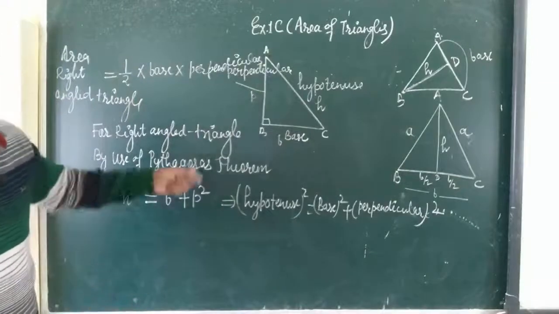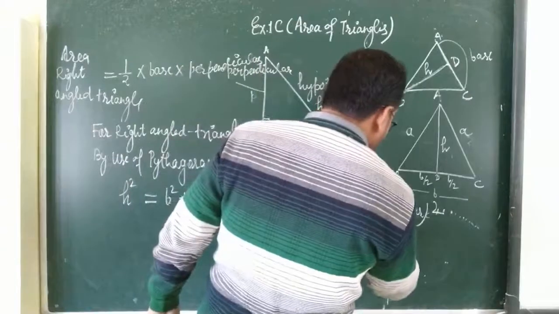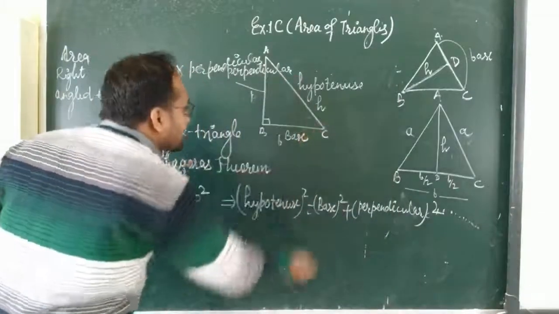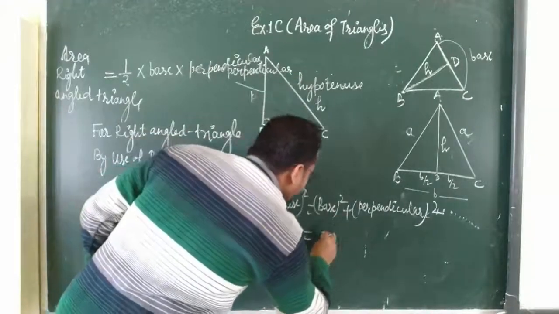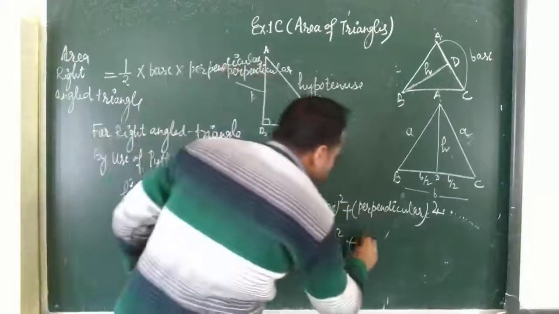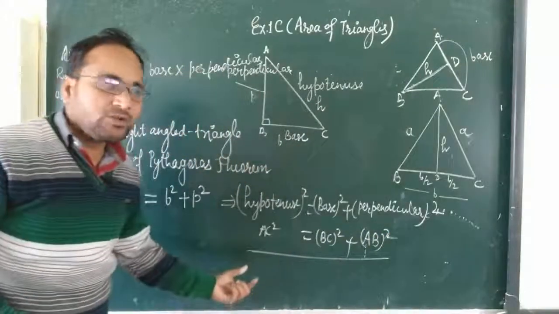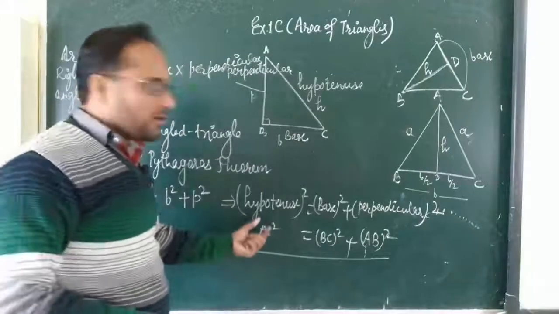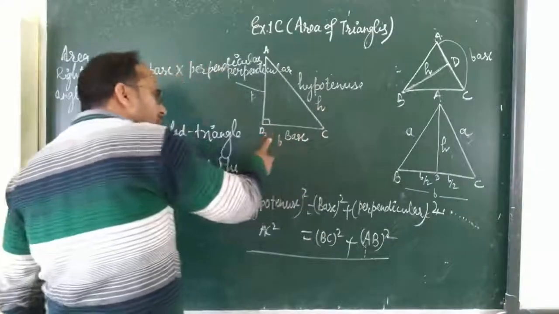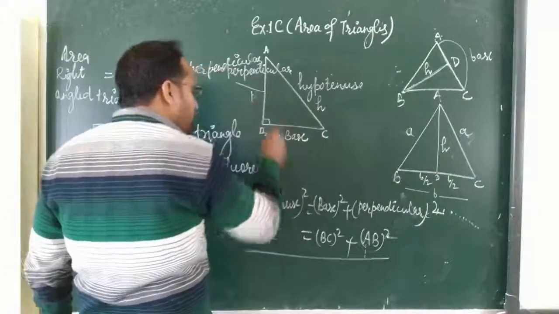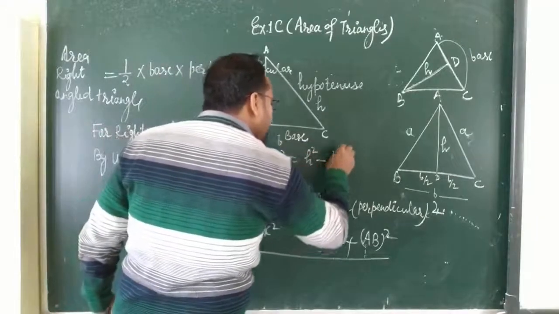So this is a formula for you, students. The hypotenuse AC square is equal to base BC square plus AB square, the perpendicular. So if any two sides are given, you can easily find the third side of a triangle. Suppose the hypotenuse and base are given, you can find the perpendicular: perpendicular square is equal to hypotenuse square minus base square.